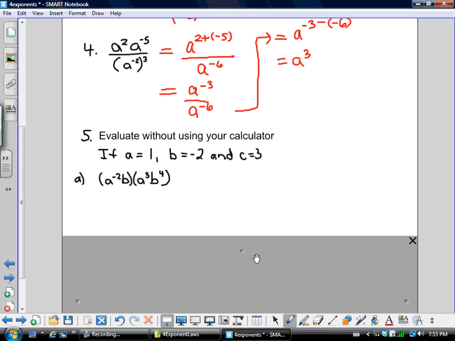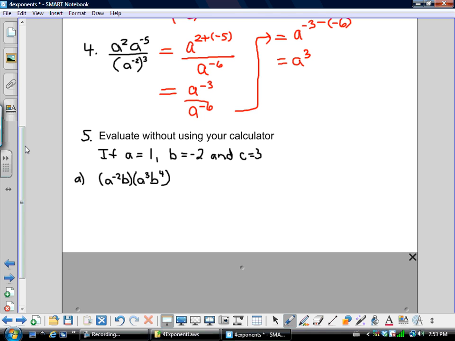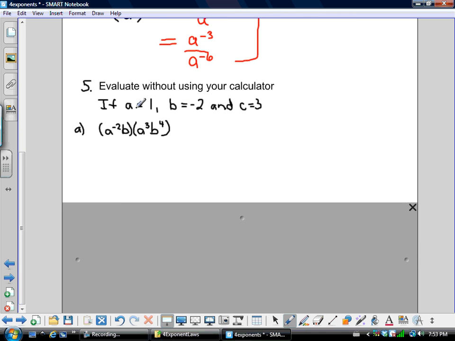Now in this case, they have assigned numbers for our variables. You could substitute the numbers in right away and do it that way, or we could apply the exponent laws to the a's and b's and then substitute in. It actually is easier to do it that way rather than substituting the numbers in first. So let's try this. The brackets here tell me that it's a to the -2 times b times a to the +3 times b to the +4.